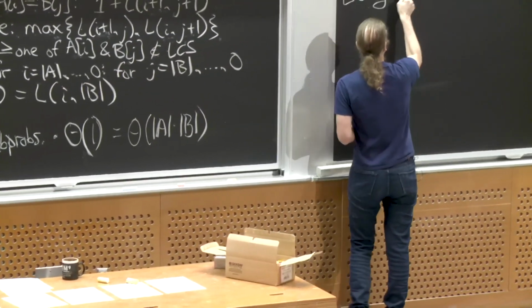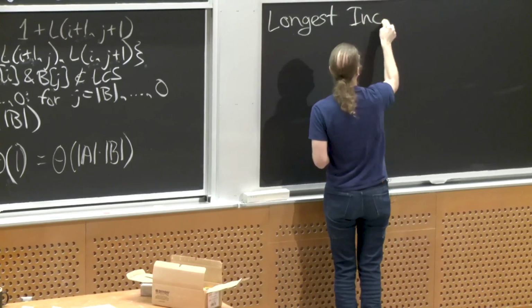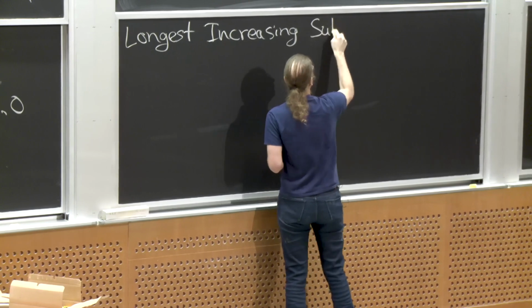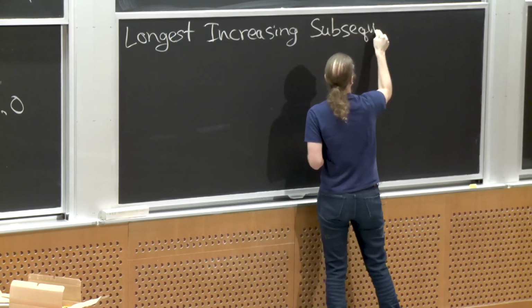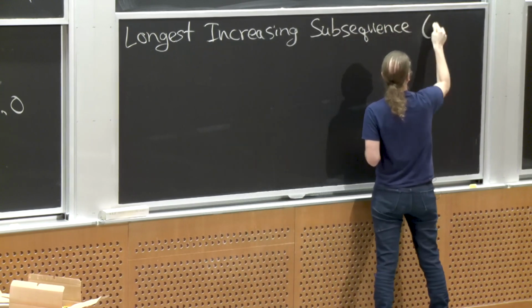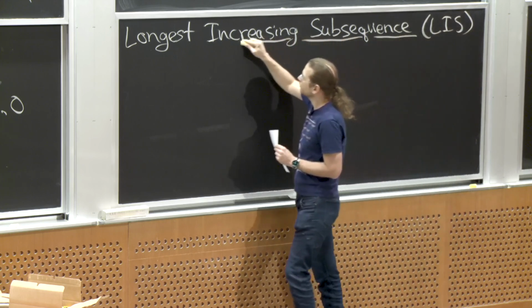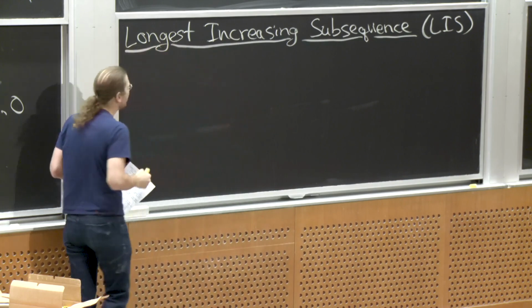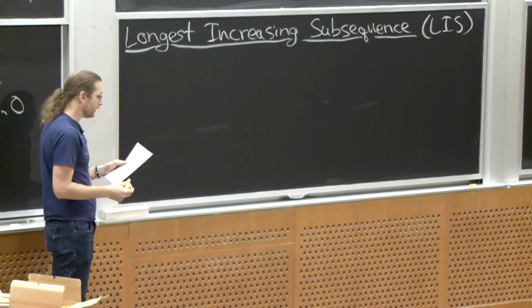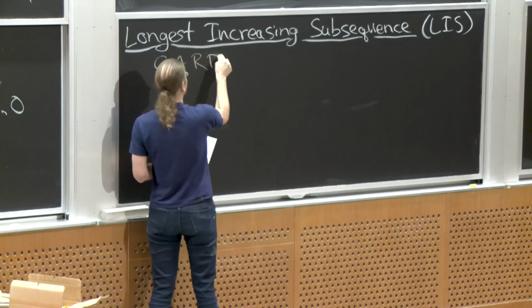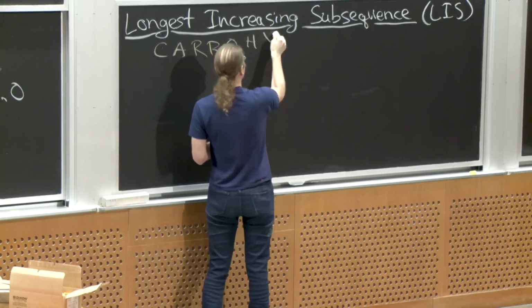Longest increasing subsequence. LIS instead of LCS. Both famous problems, examples of dynamic programming. Here we're just given one sequence, like carbohydrate.